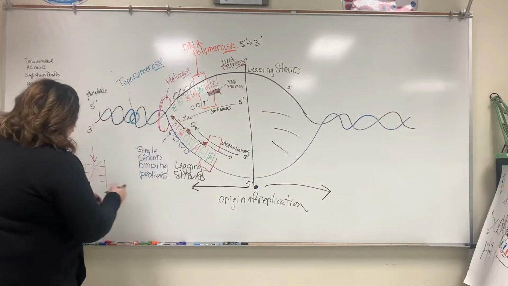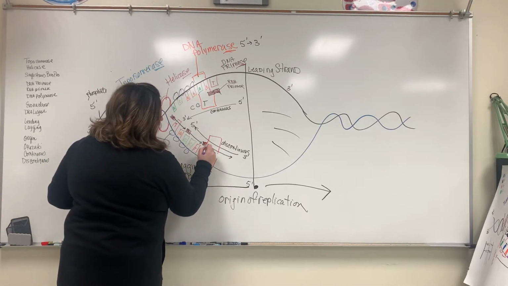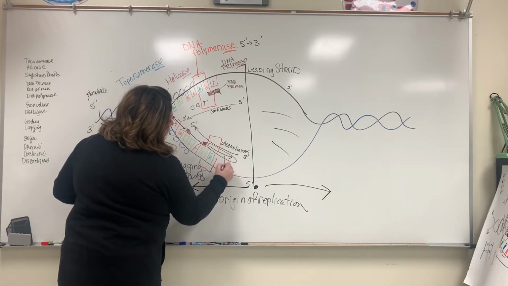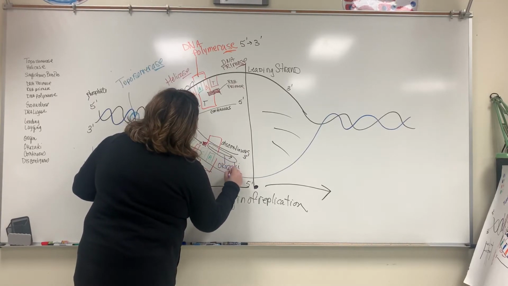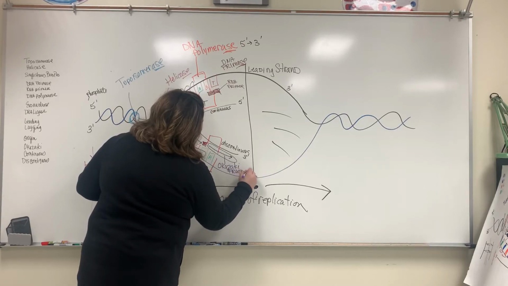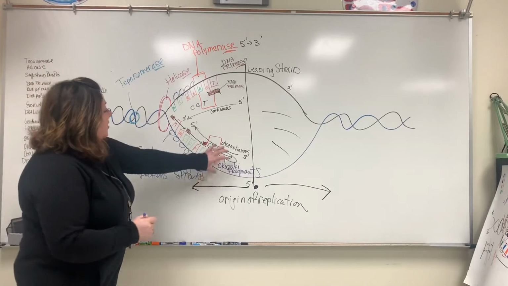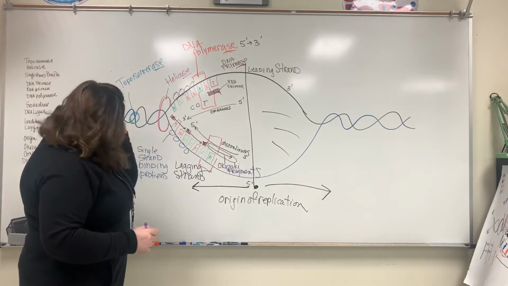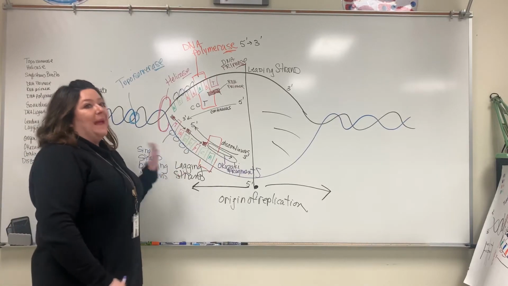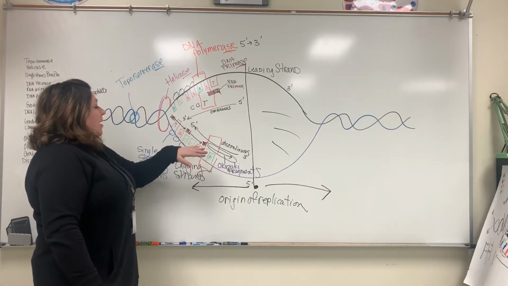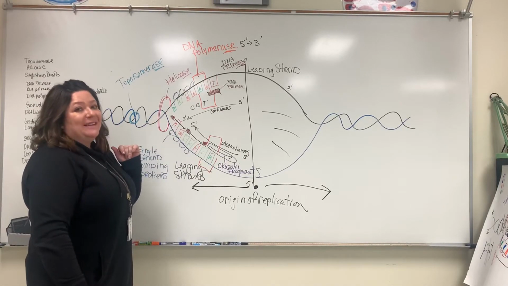Okay, and then you have these little fragments. And these fragments are called Okazaki fragments. They're named after the Japanese scientist who figured this part of the process out. And basically these little fragments are right now not connected together. They're by themselves, just floating there with these RNA primers in between them.